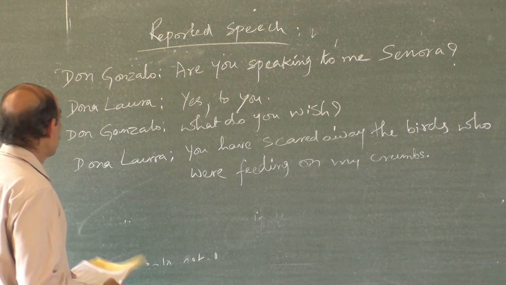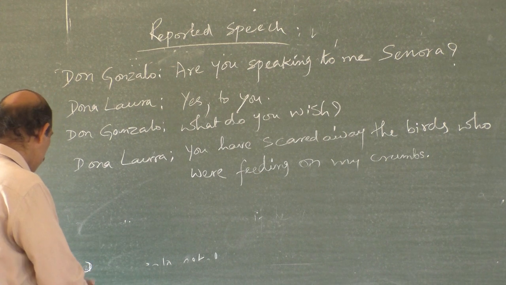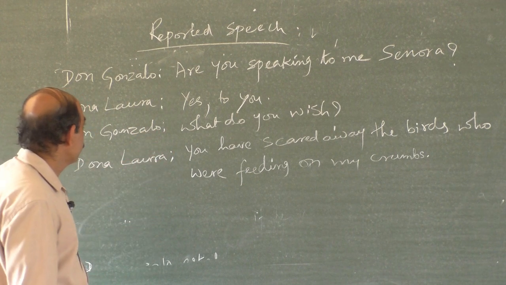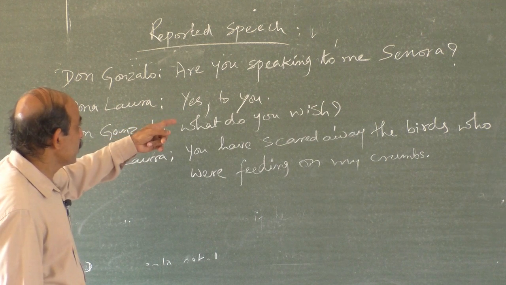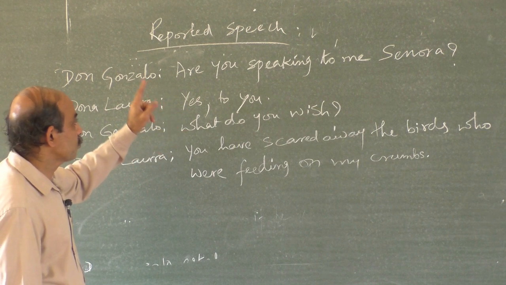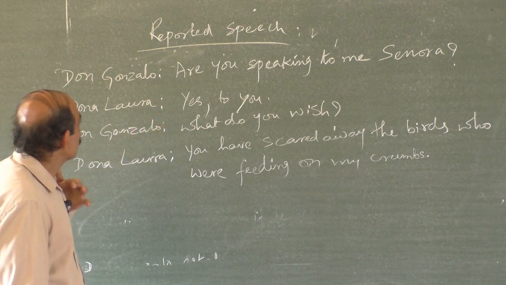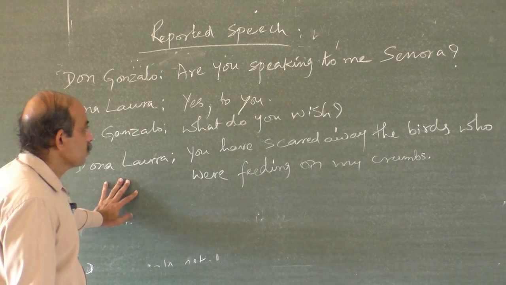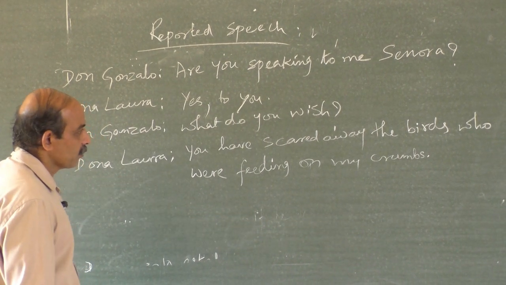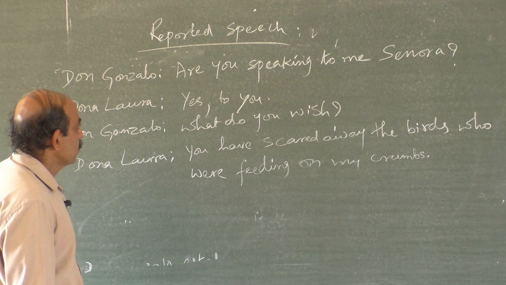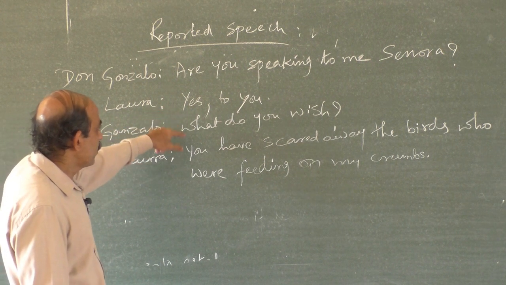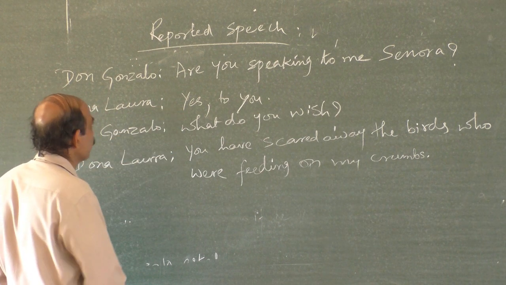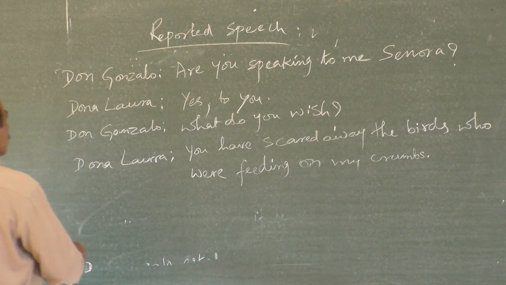Now once again look at the examples. Don Gonzalo, are you speaking to me, Senora? Yes or no question. Laura, yes, to you, in the sense, yes, I am speaking to you. Now, Gonzalo, what do you wish? Laura, you have scared away the birds who were feeding on my crumbs. Yes or no question? Statement. WH question. Once again, another statement. Now, let us write. Change from direct to indirect.